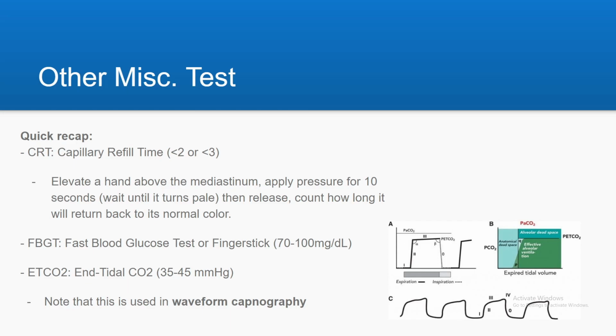The next value is the end-tidal carbon dioxide. The values are usually normally within the range of 35 to 45 millimeters of mercury. Just note that this value itself is normally seen in waveform capnography.